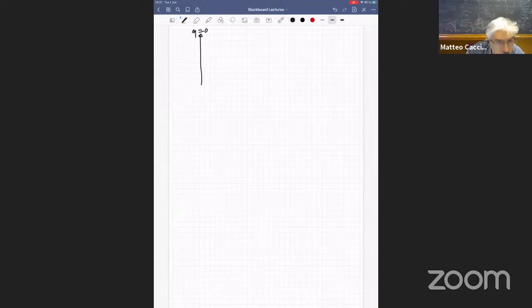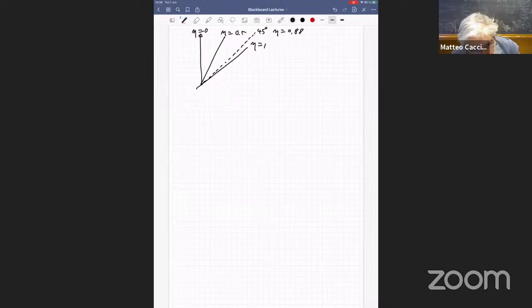Sorry, you have somewhere here eta equal, let's say, 0.5, somewhere here eta equal 1, and 45 degrees is here. This is 45 degrees, so it's eta equals 0.88. If my iPad had worked, I could have just pasted the pictures. Now I'm forced to draw them.